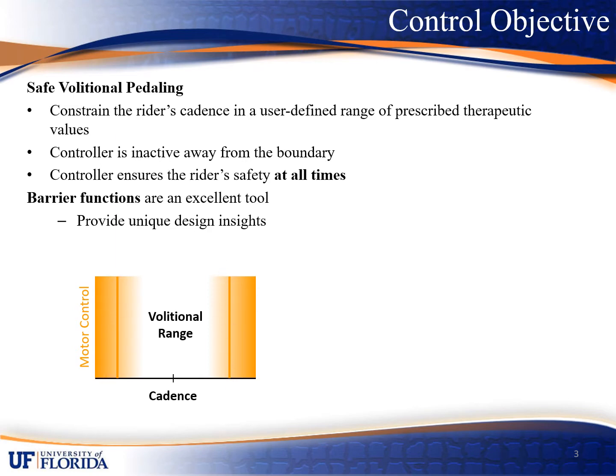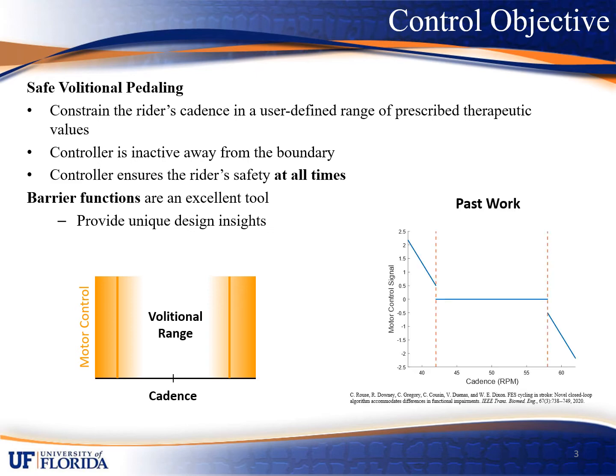At the same time, the rider will be responsible for maintaining their cadence at the center of the range. Therefore, the electric motor should be inactive at the center of the range, with gradually increasing control effort as we approach the boundary of the range. And it turns out that a design tool called barrier functions provide unique insights into this problem, as we'll see subsequently.